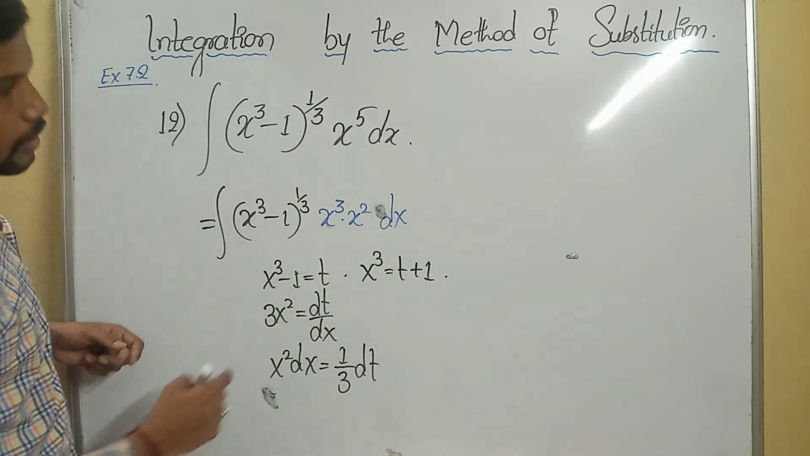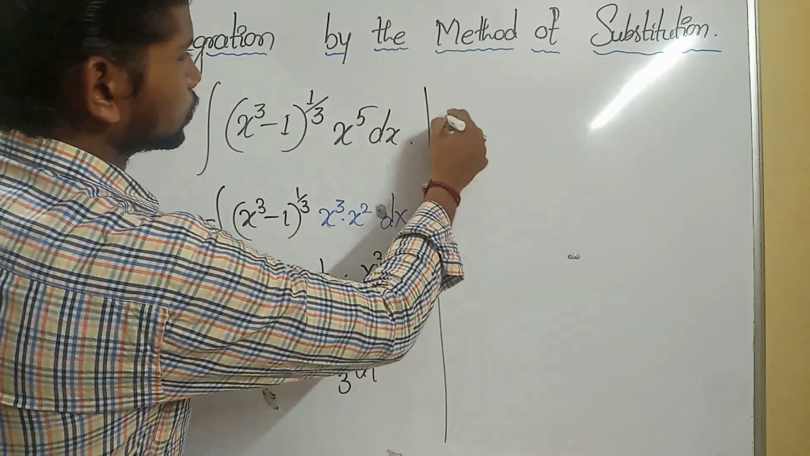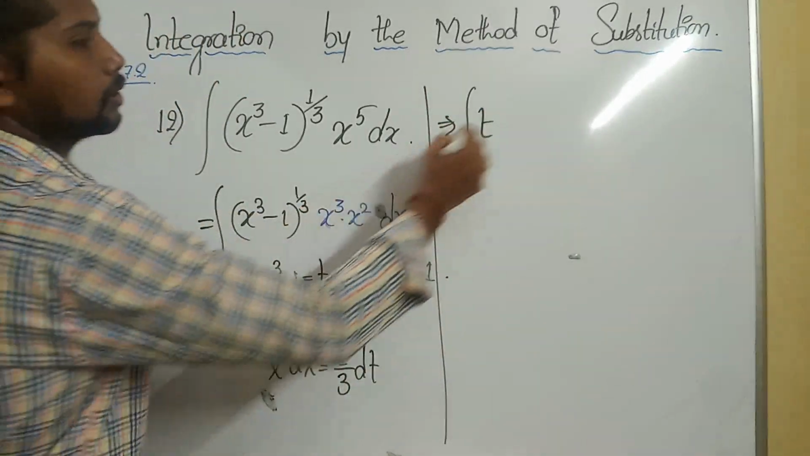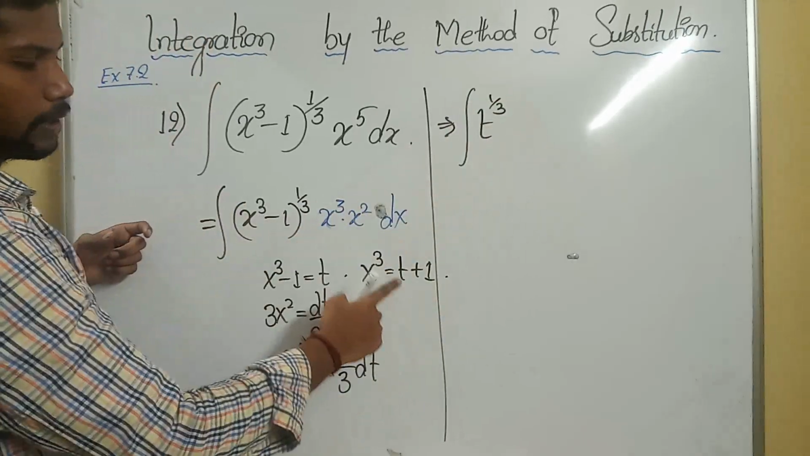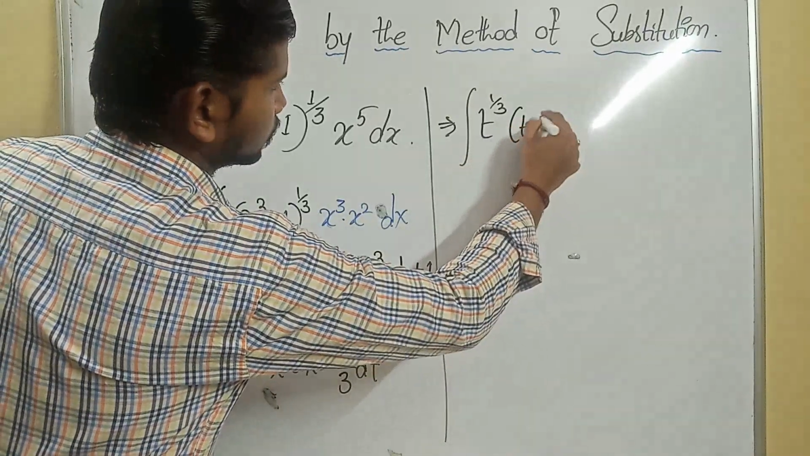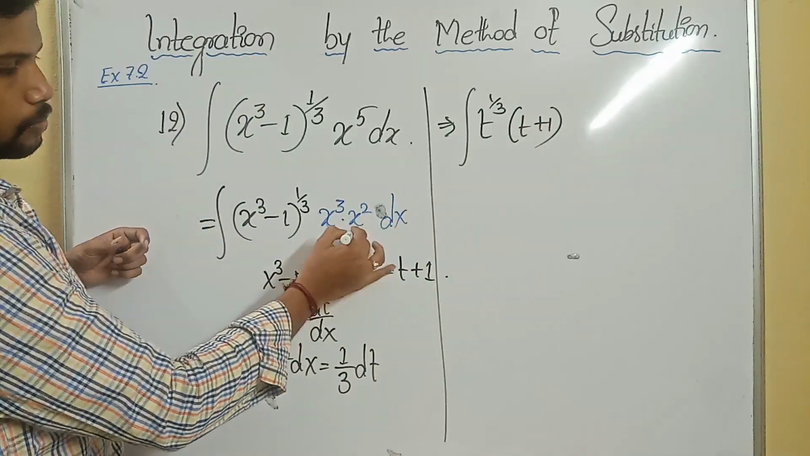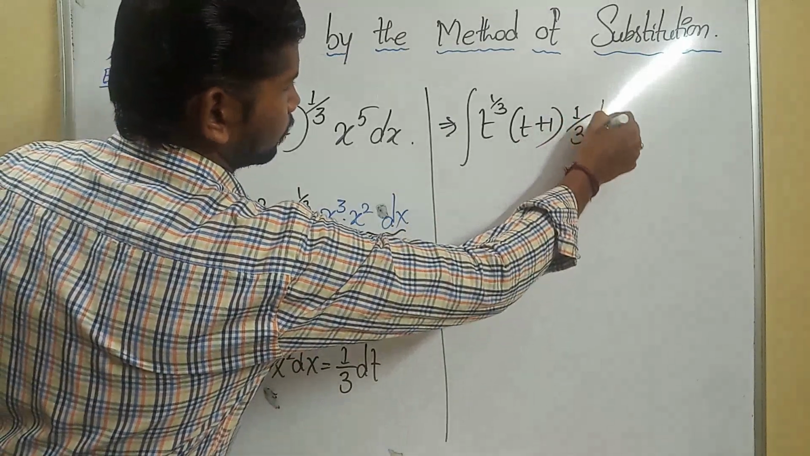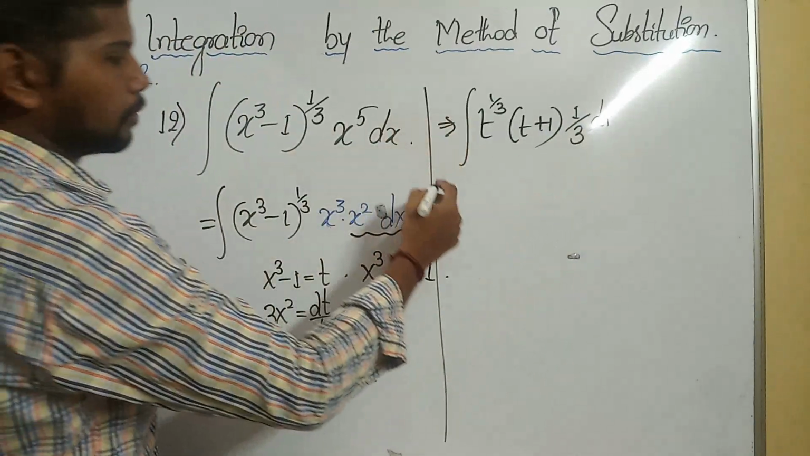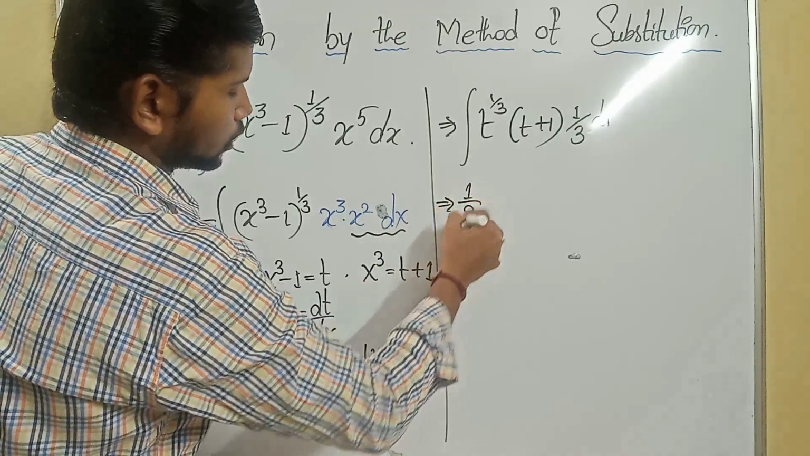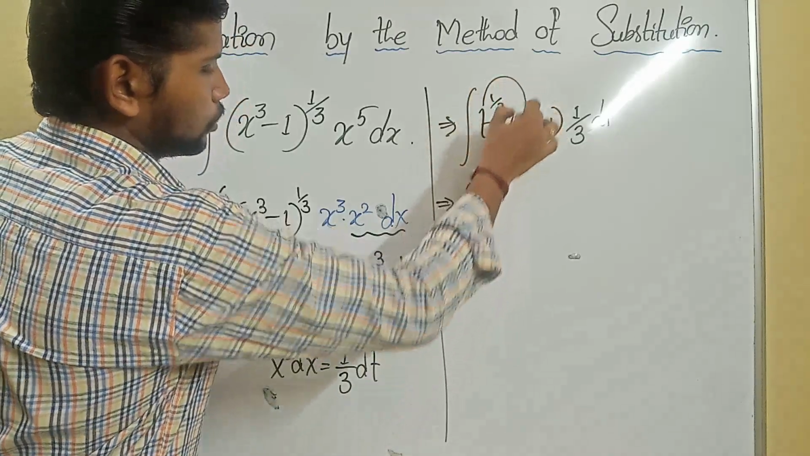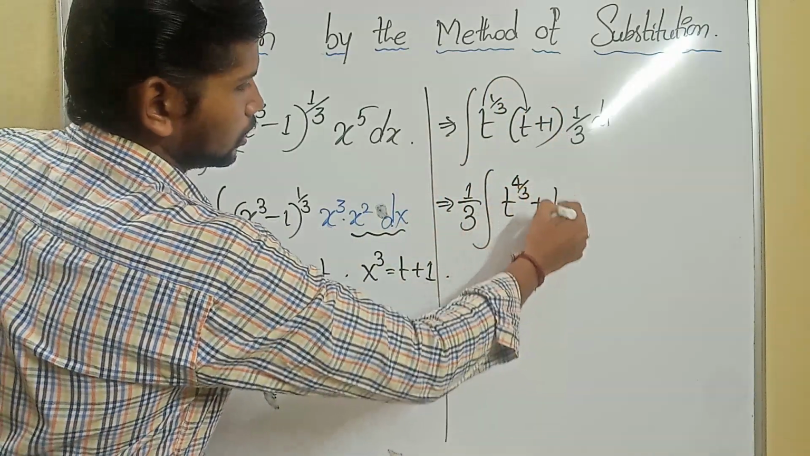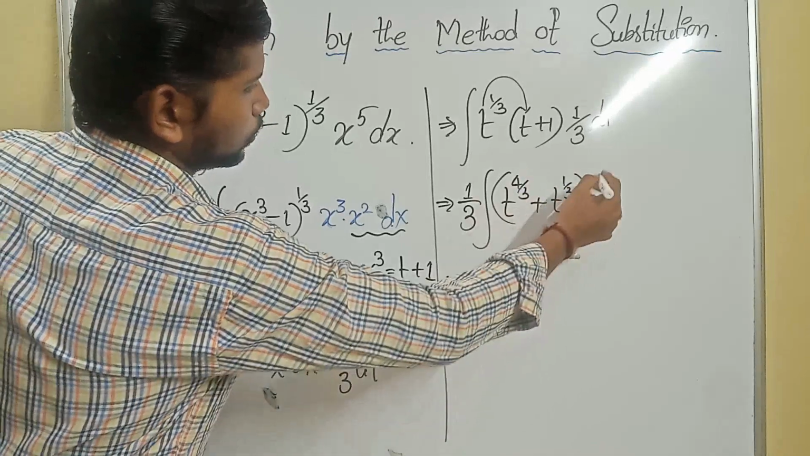Then after this, I'd like to resubstitute all the values. x cube minus 1 is t to the power 1 by 3. x cube is t plus 1. What is x square dx? It is 1 divided by 3 dt. Got it? Then I take 1 by 3 outside. It is 1 by 3 outside, t to the power 1 by 3 into 1, that is t to the power 1 by 3 plus 1, which is 4 by 3, plus t to the power 1 by 3, into dt.